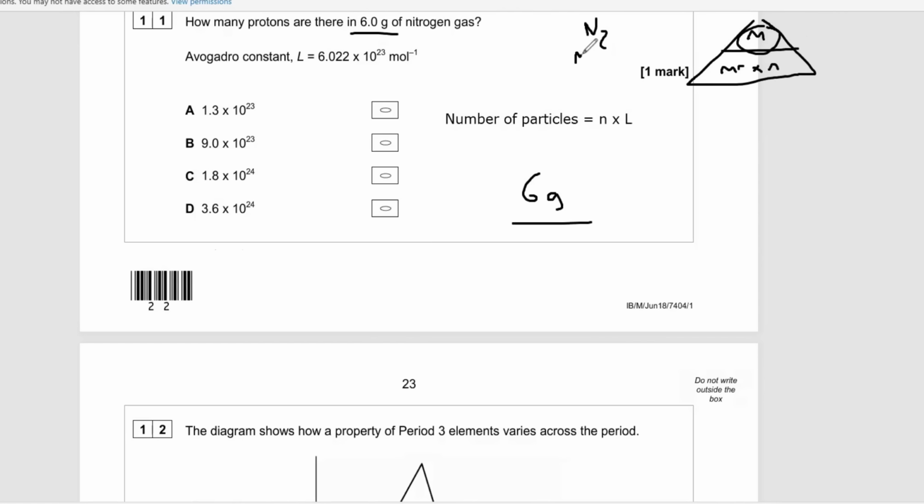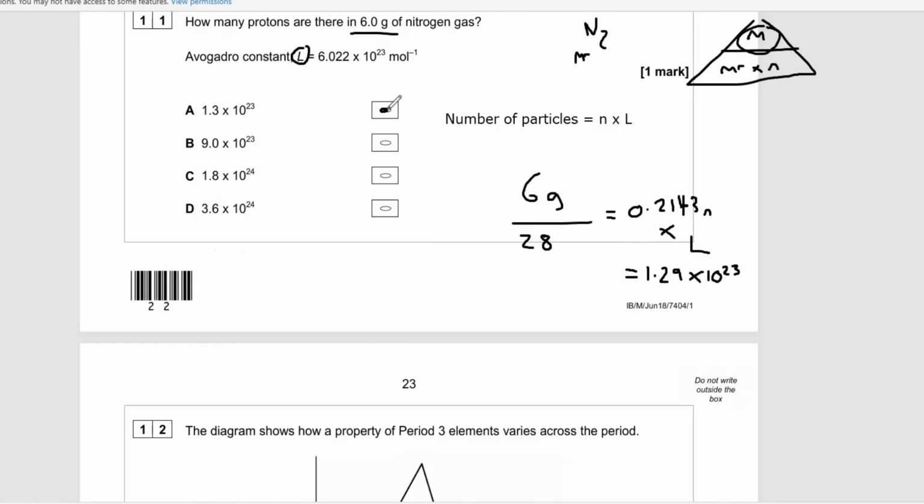So first of all, we can find out the moles of nitrogen, 6 grams over 28. Why 28? You've got 2 nitrogens. Remember, the mass of 1 nitrogen atom is 14, or 1 mole of nitrogen atoms is 14. So we're going to do 6 over 28. That means that we have got 0.2143 moles. N is the kind of link between the two equations. So now we're going to times N by L to get the number of particles. 0.2143 times 6.022 times 10 to the 23, which is L, gives us 1.29 times 10 to the 23.